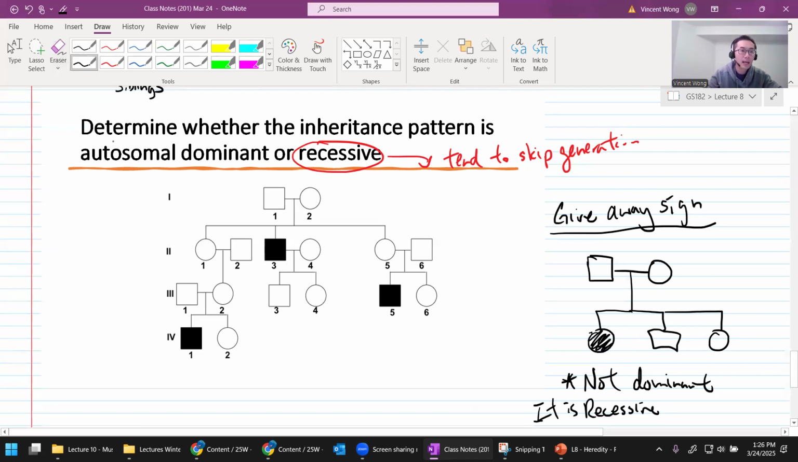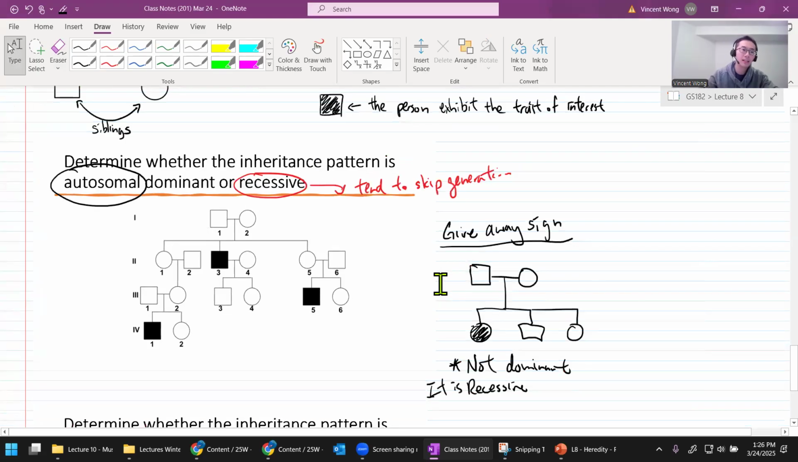Now I am only talking about autosomals, so chromosomes 1 to 22. It's more complicated than that. It can also be passed on from the sex chromosome. But on the test, I'll only ask you whether it's autosomal dominant or autosomal recessive.